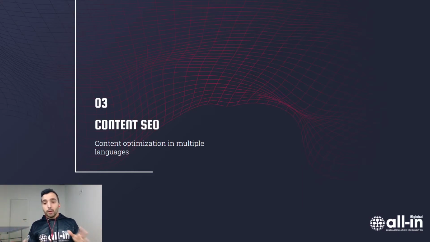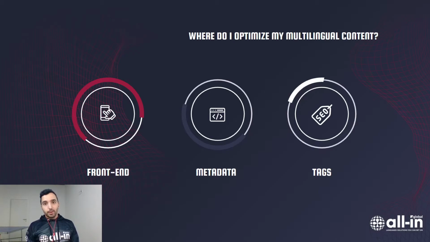So now we go to content SEO. What do you need to do in terms of content SEO on an international landscape, on a multilingual landscape? The first question that we get, and we get it a lot with our clients, is: where do I optimize my multilingual content? And it's really super simple.